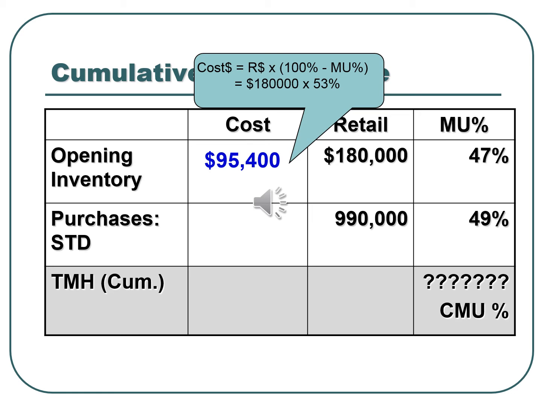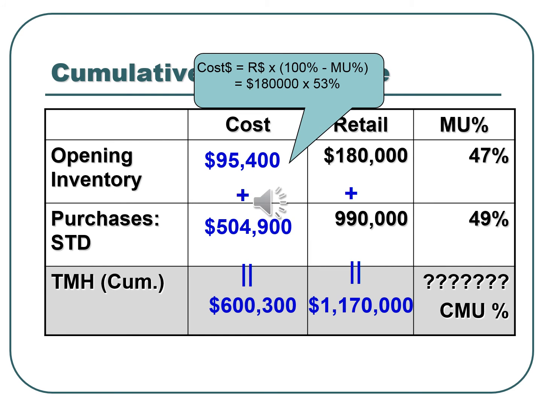So in this case, the retail was $180,000 and the markup was 47%. So the cost will be $180,000 times 100% minus the 47%, which is 53%. That gives us the answer for the cost value of the opening inventory to be $95,400. And we can do exactly the same thing to calculate the cost value of the purchases season to date. We know the retail value and markup percent for purchases, and we can calculate the cost by using the formula of R times 100% minus markup percent. So that will be $990,000 times 100% minus 49% markup. That would be $504,900 cost for the purchases.